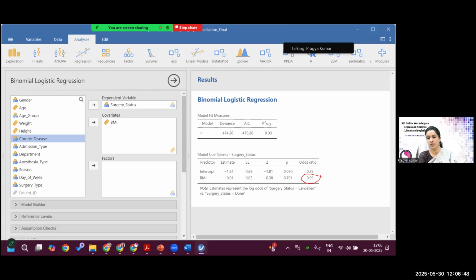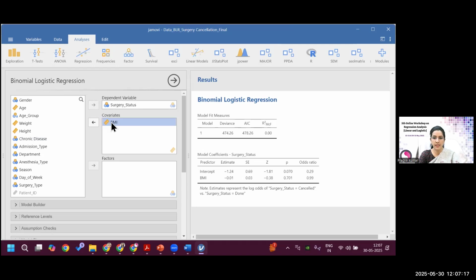So this BMI odds ratio of 0.99, is it an unadjusted odds ratio or an adjusted odds ratio? Please type in the chat box, all of you. Namrata is saying unadjusted. Anybody else? Farzana is saying unadjusted. Okay, so you are right, it is the unadjusted odds. So should I take BMI? If you see the BMI, I won't take it.